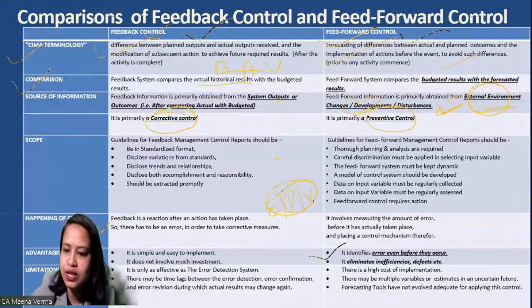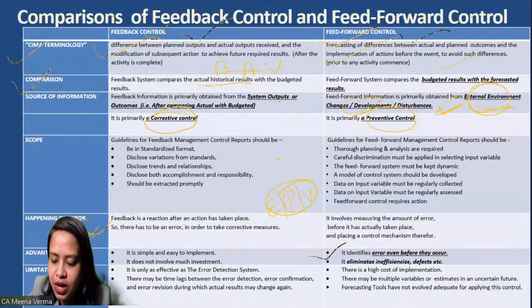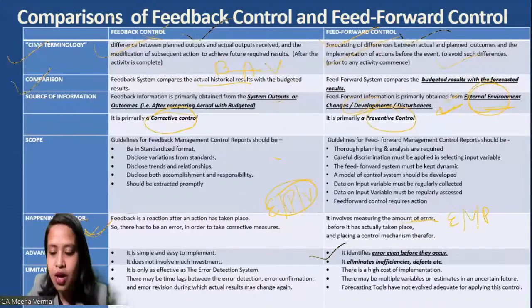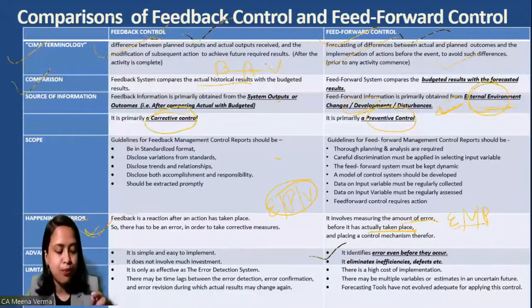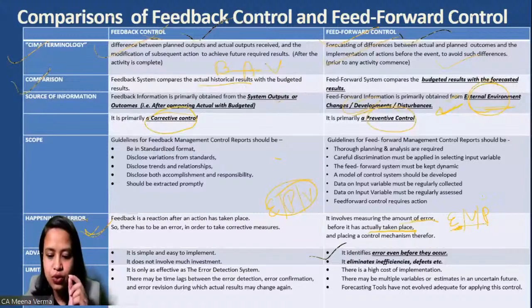So I will consider the feed forward first. It involves measuring the amount of error. Error includes variances and problems. So you measure the error, variances, or problem before actually taking place. So here, the problem is actually not taking place, the error has not arisen, variances have not arisen. We are forecasting the error. This error may arise, and we are trying to find out how to remove them. We are placing the control to remove them, so that they will not arise in the organization in future.